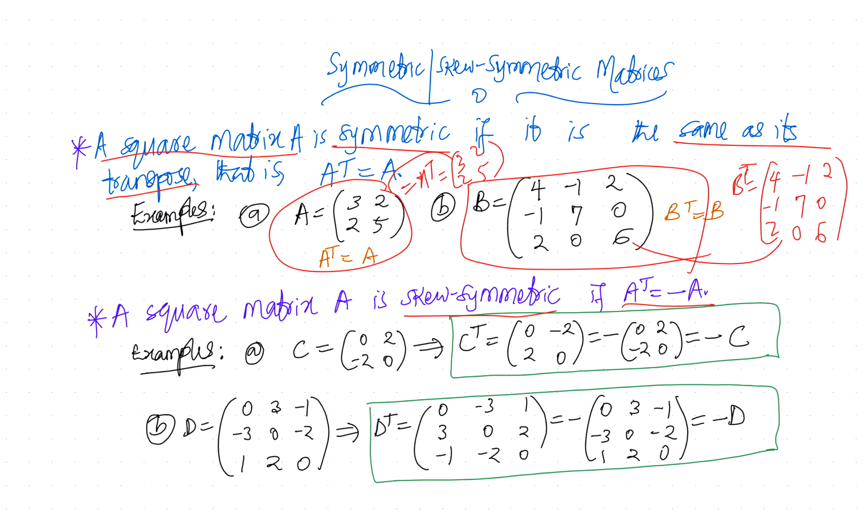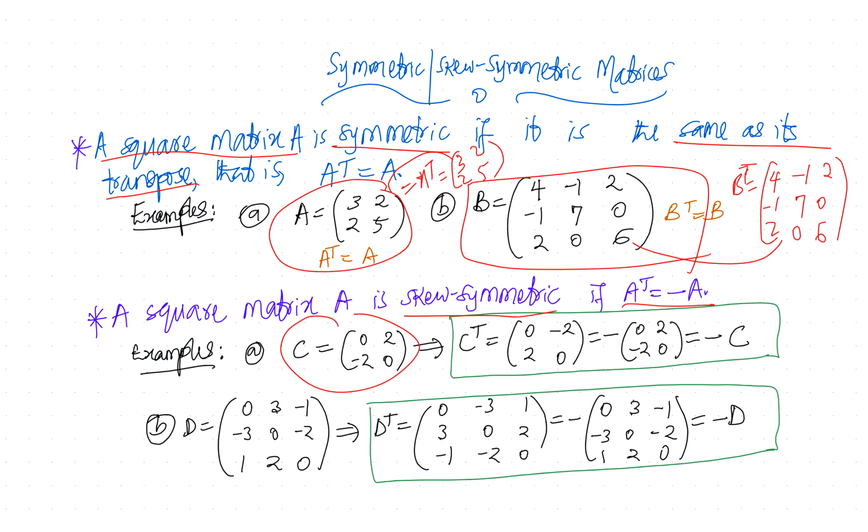For instance, you have C is 0, 2, minus 2, 0. If you transpose it, 0, 2 becomes 0, 2 here. Minus 2, 0 becomes minus 2, 0 here. If you apply minus to it, it ends up as the matrix. The transpose is such that if you take out minus, then it becomes minus times 0, 2, minus 2, 0, what you started with.